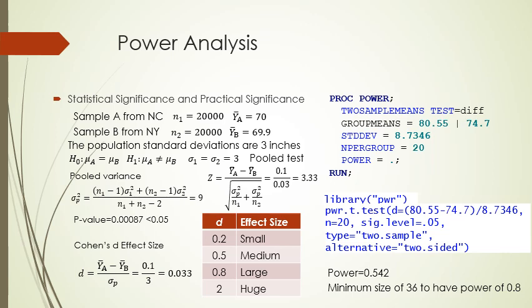To calculate the power, we put a dot in the power line, since the dot means missing. If we need to calculate the minimum sample size required for a specific power, such as 0.8, then we should replace 20 with a dot and also use power equal to 0.8 instead.